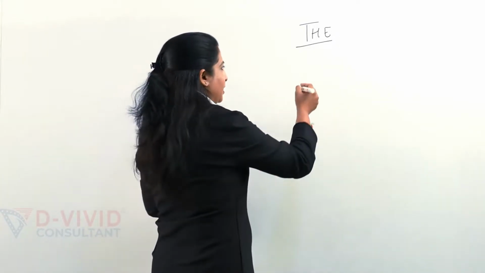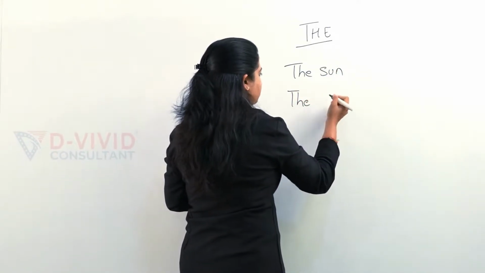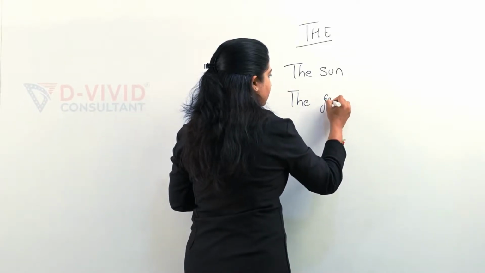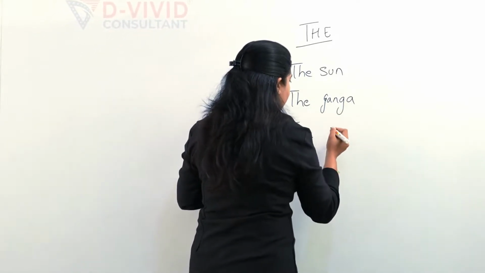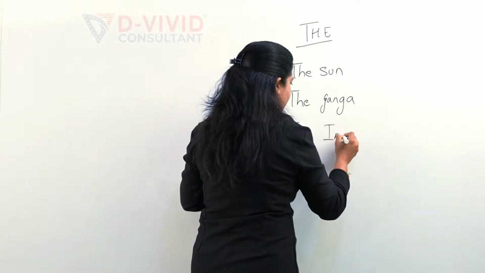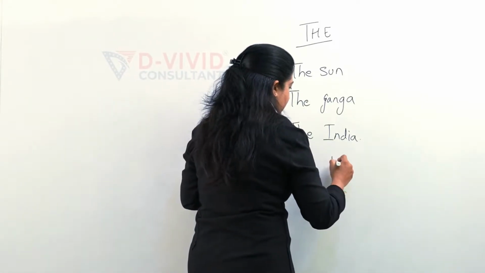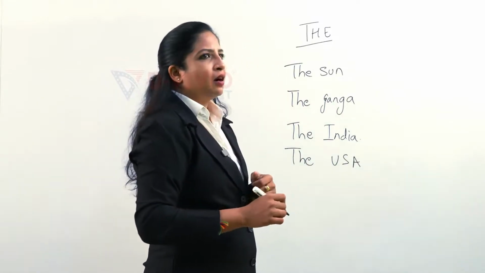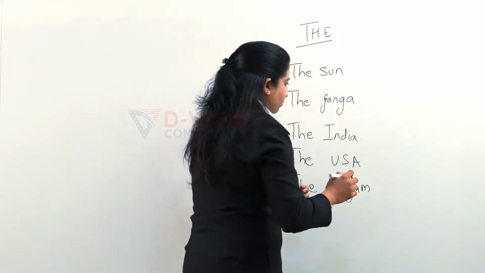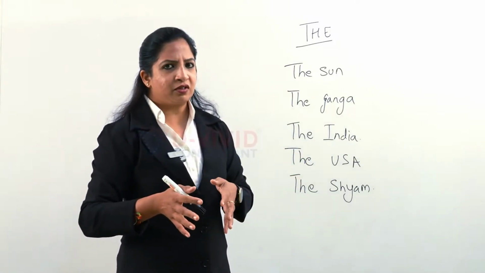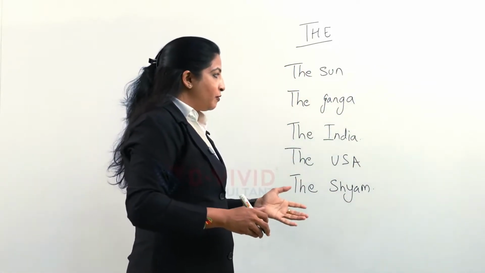For example, if we say 'the sun' or 'the', I can say 'Ganga'. The, can I say 'India'? Can I? The USA. Let me take one more. Okay, the... So these are a few words that I have used. Sun is a noun. All the words are nouns and I have written 'the' before them.